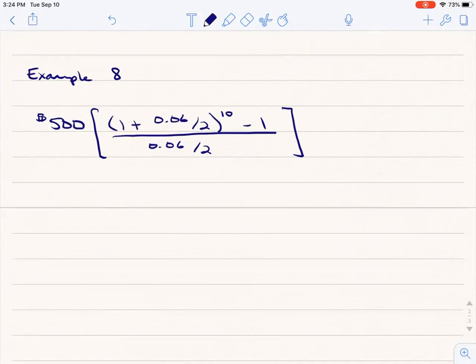Okay? One thing that I will note is the numerator and the denominator, right? So this is a fraction. Yeah, let's talk about some terminology first.